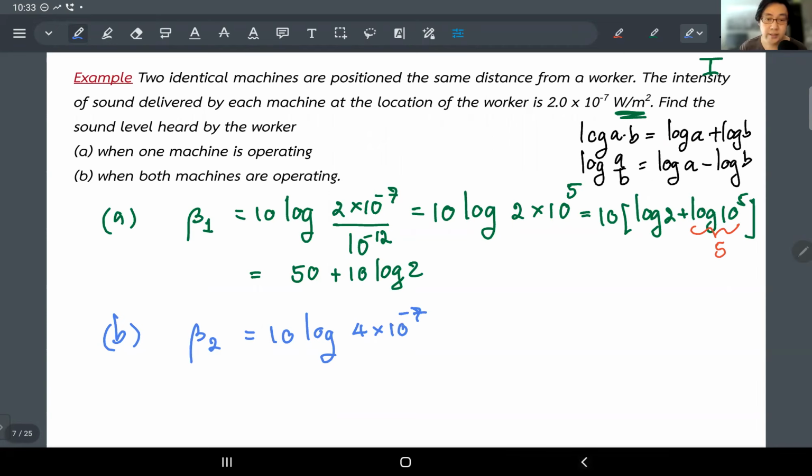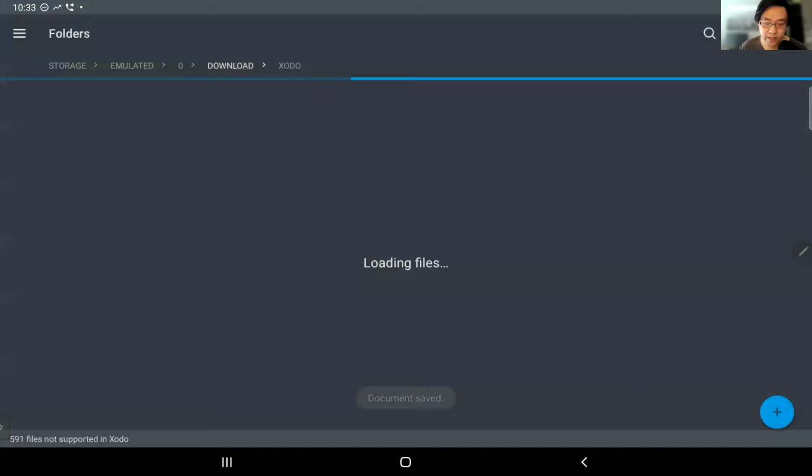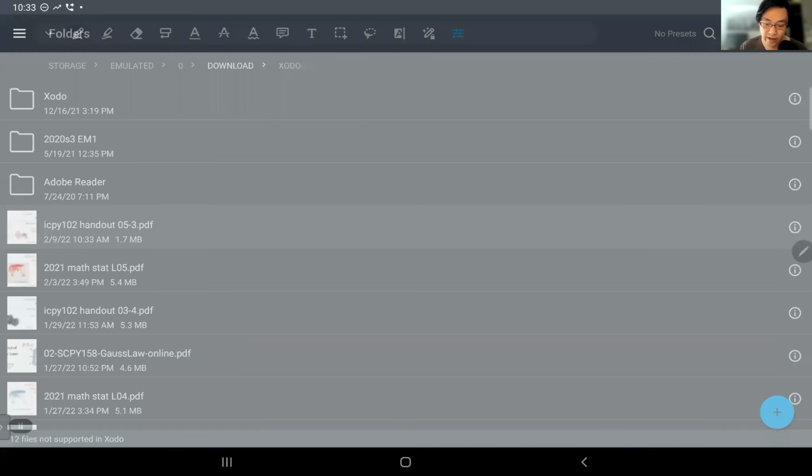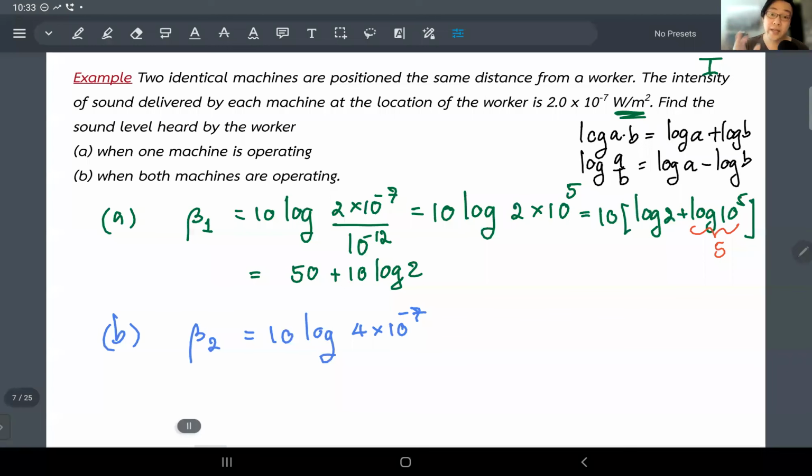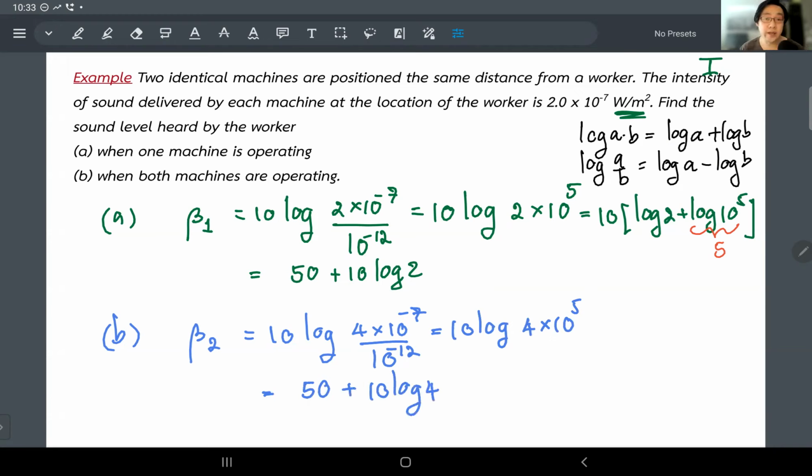Does that make sense? All right, so it's 4 times 10 to the negative 7. And then you divide it by the threshold of hearing, just like before. Everything works just the same. Go ahead. So it's going to be 10 log 4 times 10 to the fifth. And now you know the final answer. It will look exactly the same if I do the same manipulation here. See, that's the change.